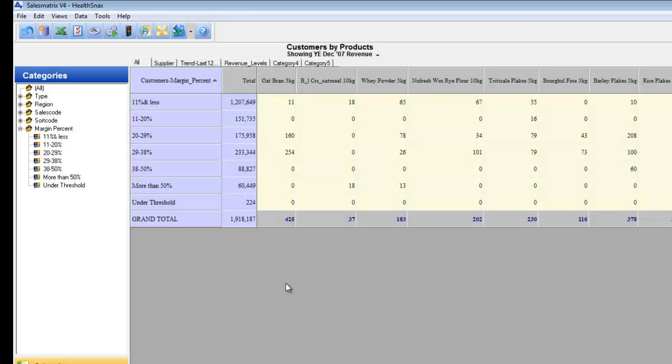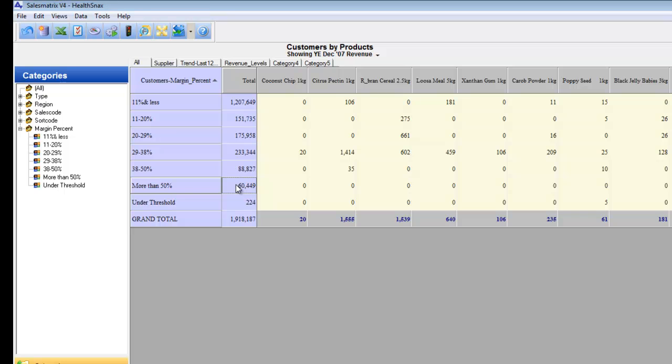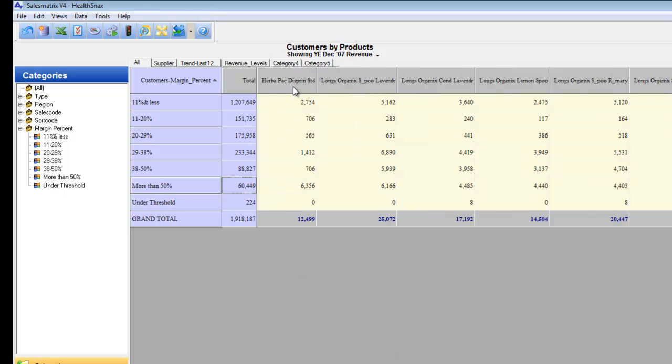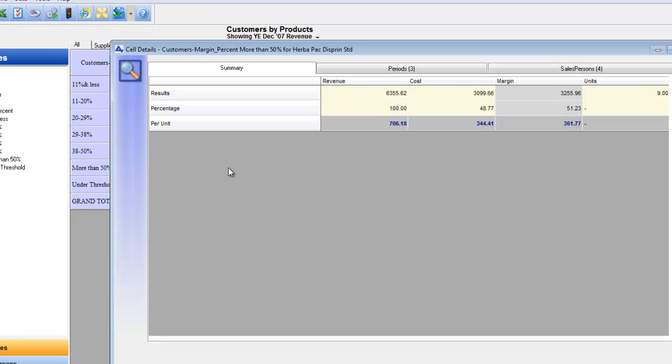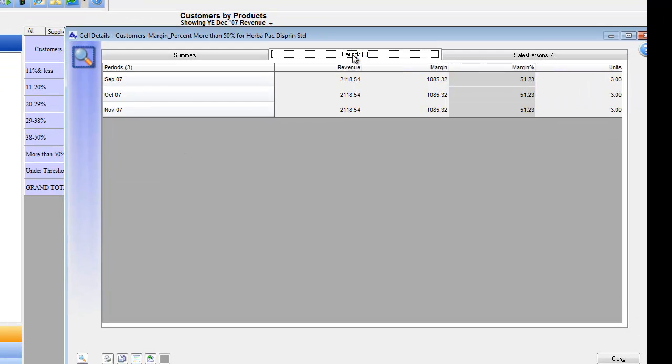Here we have our portfolio of customers and what they're buying based on how profitable these various customer segments are. And our focus today is going to be on the segment where we are making more than 50% margin. The total amount of revenue in that area is $60,000. What we notice is that the most popular product there is the Herbapac Disprin, and what we wanted to understand was how frequently this Herbapac Disprin is being sold.